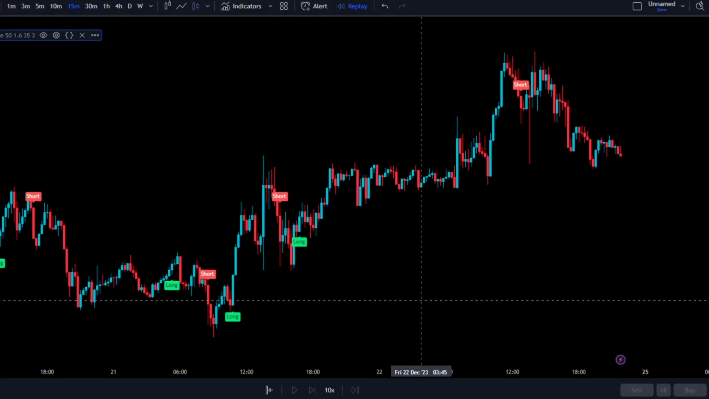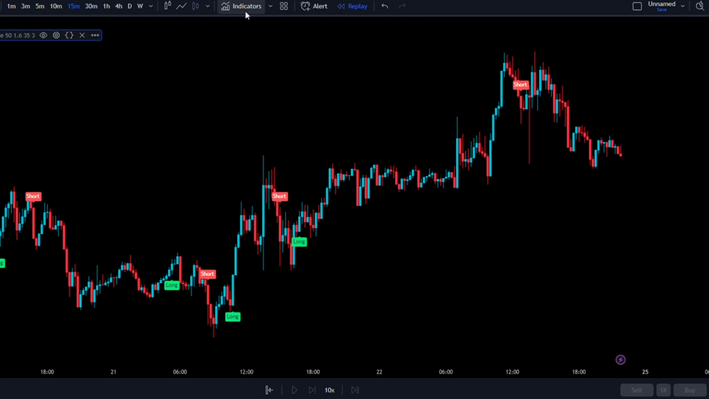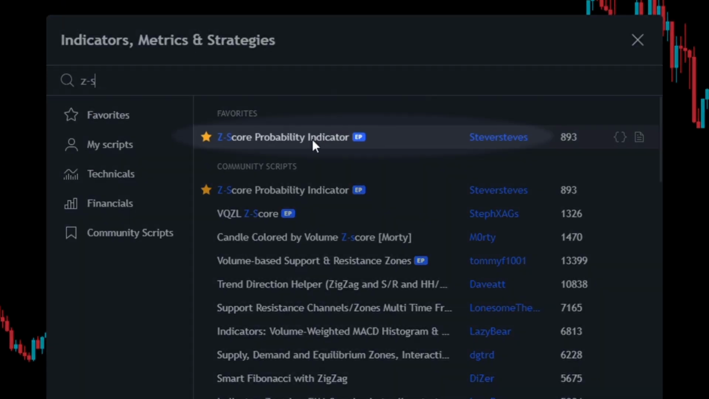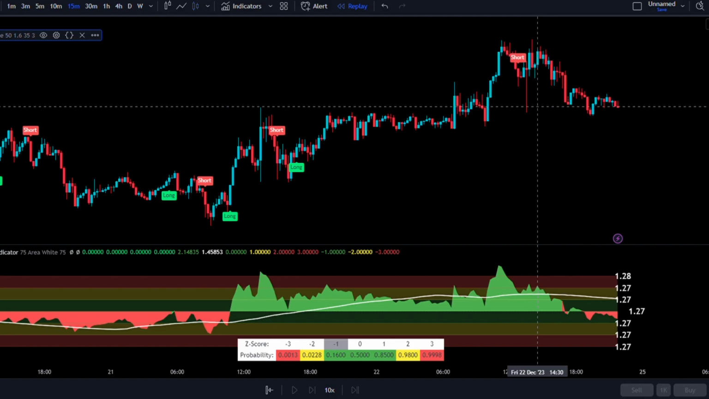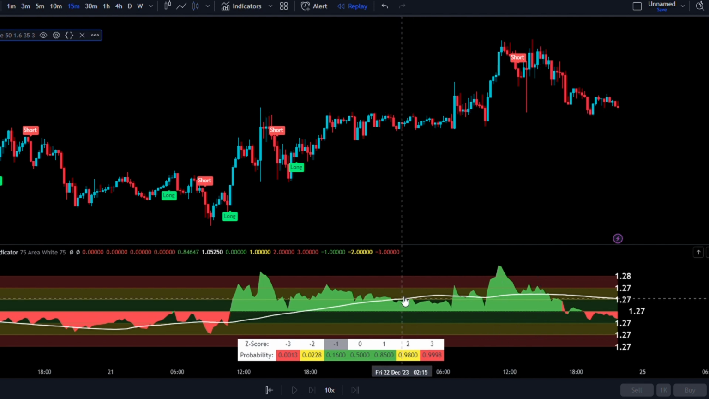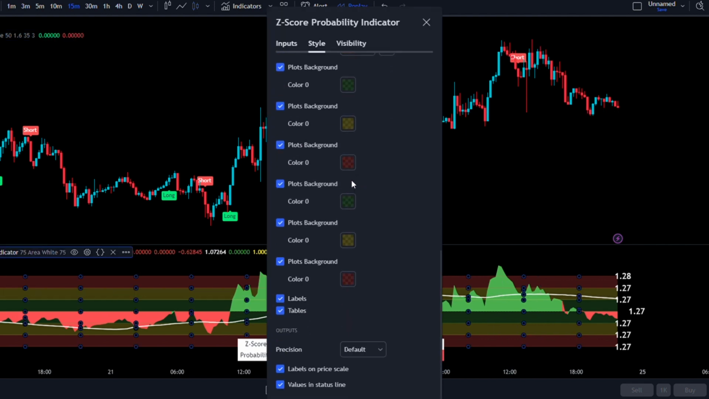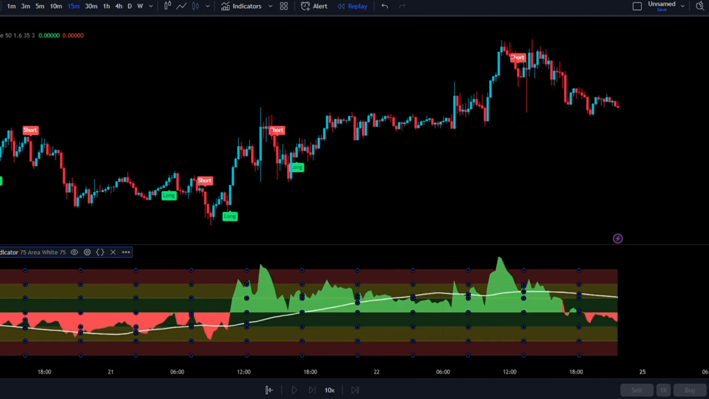And let's go and get the second indicator, which we're going to be using to find our direction of the trend, which is called the Z-score probability indicator by this user here. Now we need to make some adjustments to this in the settings also. We're going to go to style, scroll right down to the bottom, and we're going to uncheck the bottom 4 boxes. Okay, so we're set up.